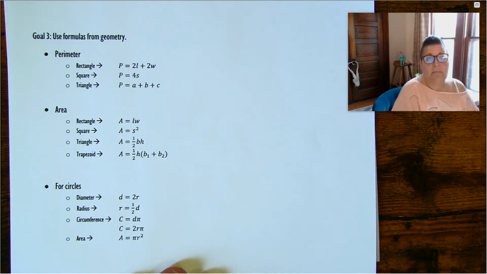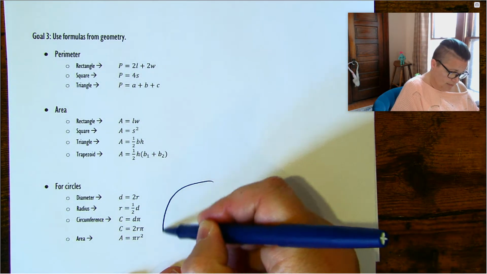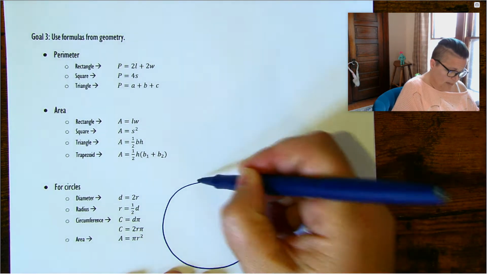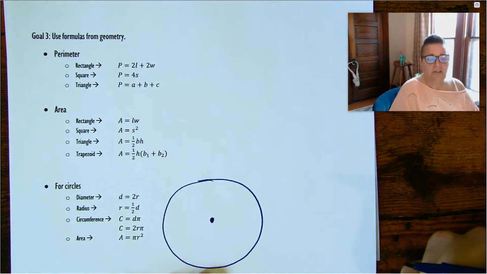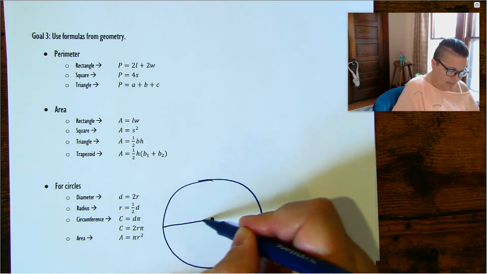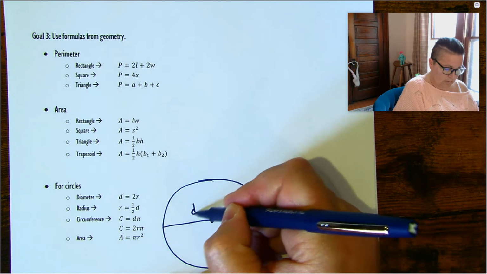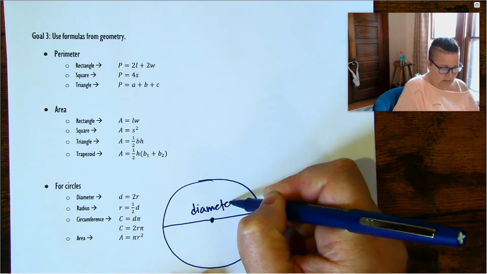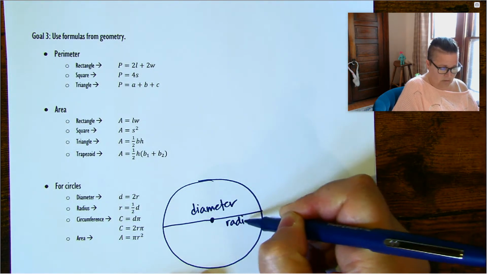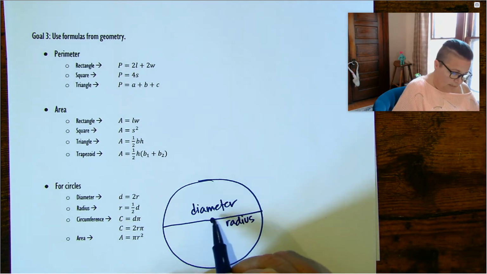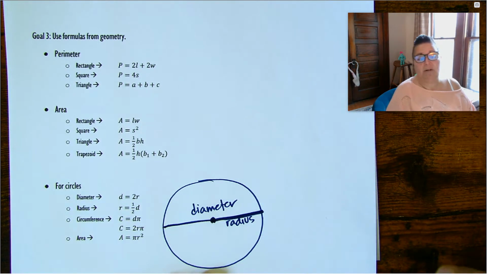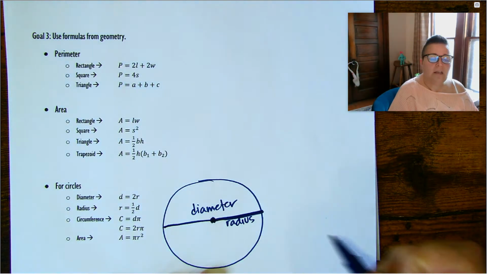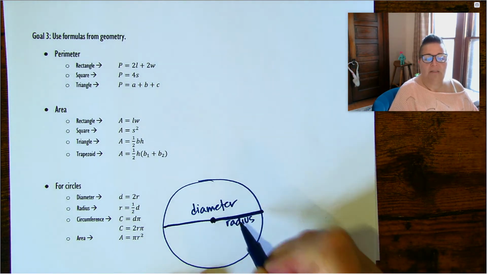For circles, we do expect that you are familiar with a diameter, a radius, a circumference, and an area. As a reminder, the diameter is across the center of the circle. It is found by knowing the measure of a radius. A radius is from the center of a circle to an edge, and if you double it, you get the diameter. So the diameter is 2 radii. That means that the radius would be half the length of a diameter.